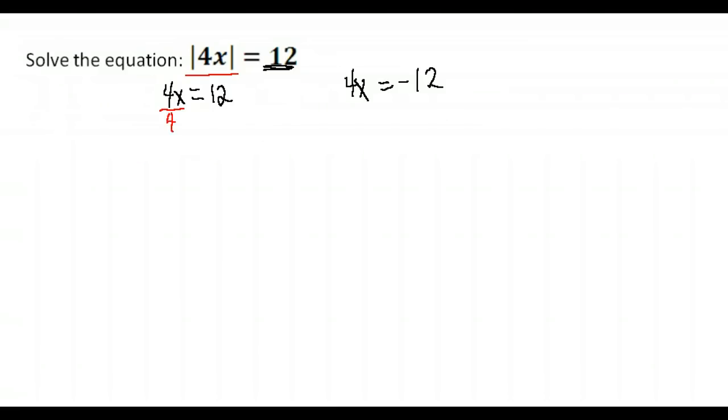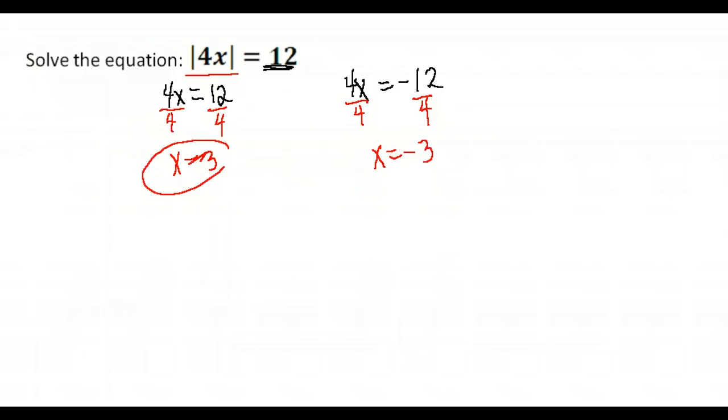Okay, so here I just have to divide both sides by 4, and I get the solution x equals 3. On this other equation, again, just have to divide both sides by 4, and I get the solution x equals negative 3. So I have two solutions, 3 and negative 3. Sometimes you'll see it written as plus or minus 3. That's just to save space.